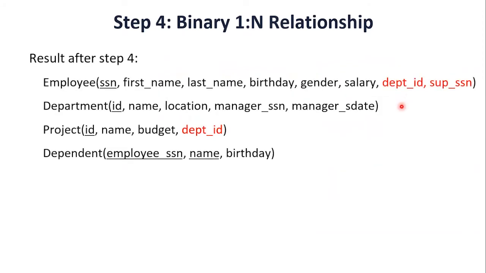So this is what we get after step 4. Dept ID coming from the primary key of department table. And this is supervisor SSN, the primary key of the supervisor for this particular employee, the primary key of here. And Dept ID for project table, that is the primary key of department table.